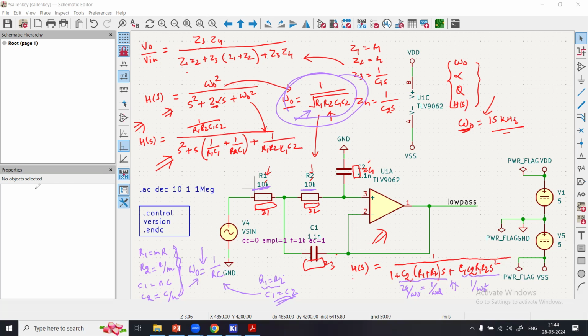With that, I got these R and C values, very simplified. I know omega naught is equal to 15 kilohertz. So I selected R equal to, let's say, 10K ohm. And then I got the value of C from this formula, omega equal to 1 over RC. So C comes out to be 1.1 nano. And that's it.